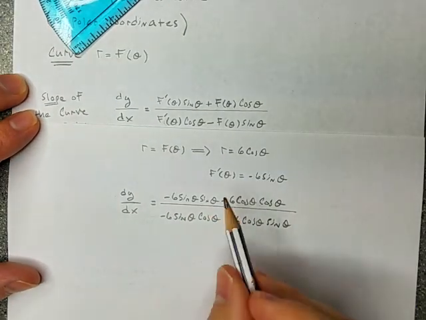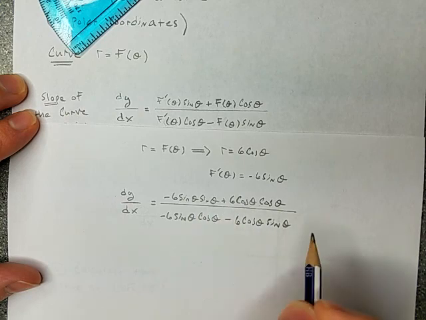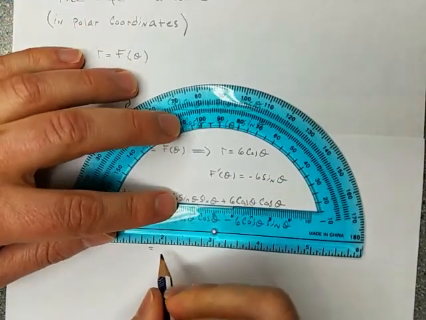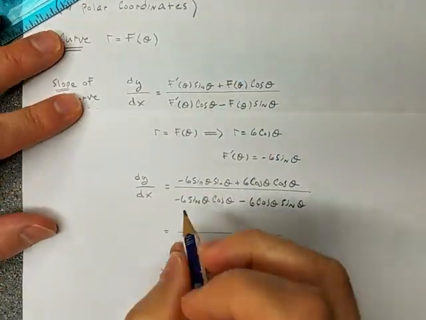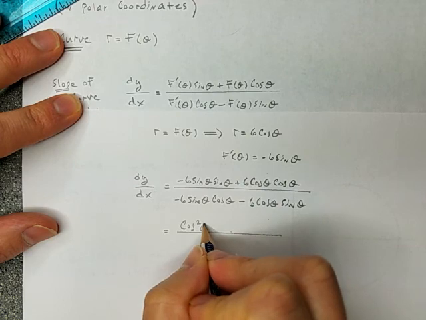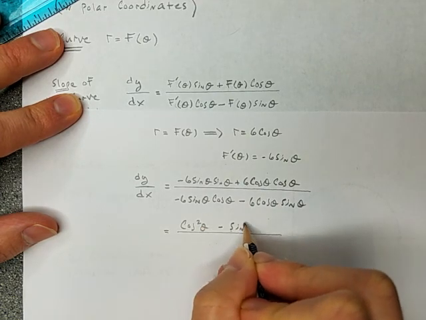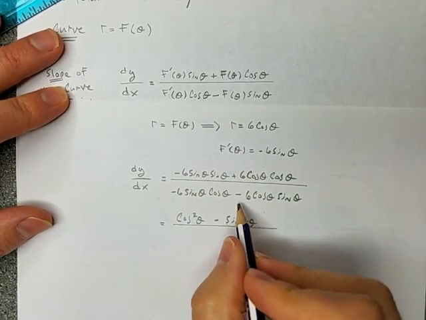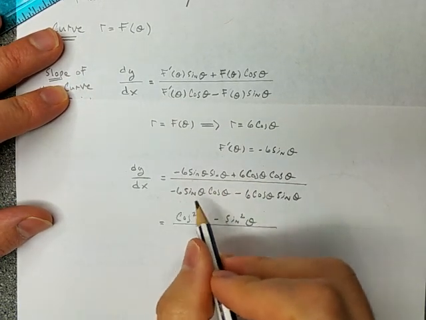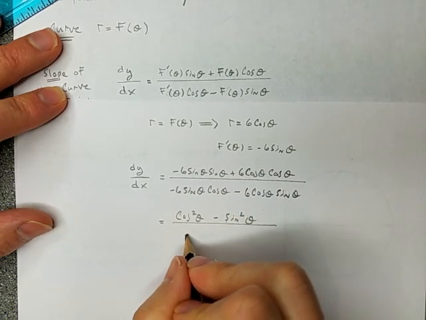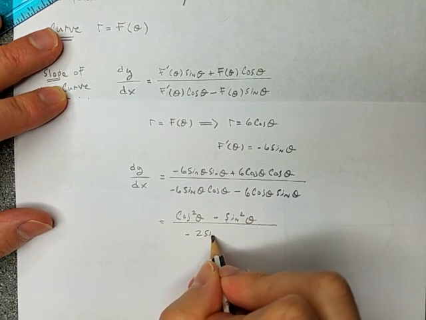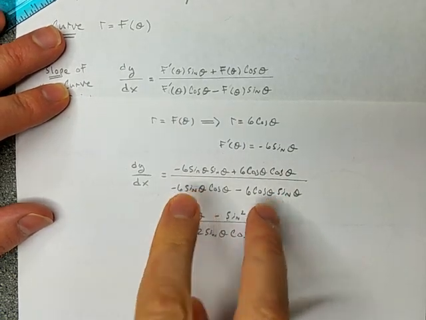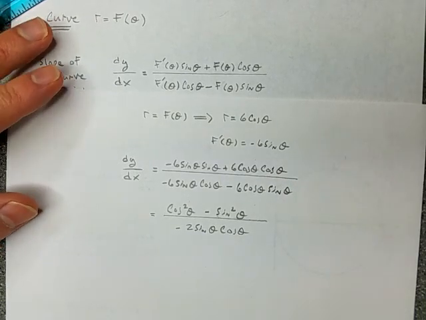Okay, so first of all, I could factor out a 6 from the top and the bottom, and I could cancel it. So all we're looking at up here is cosine squared minus sine squared. That's it, okay? So cosine squared theta minus sine squared theta. All right, that's that top part. Down here, given that I factor out the 6's and I cancel them, I'm going to get negative 2 sine theta cosine theta. Combining some like terms, again, after I factor out the 6 and cancel it.